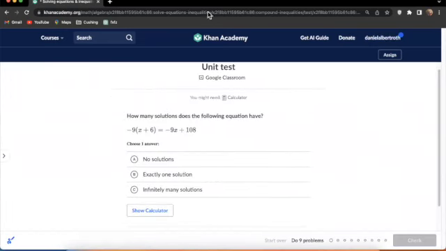All right. So this one asks, how many solutions does the following equation have? So it looks like I have a -9 that I'm going to distribute here. So we'll say that's -9x. And then -9 times +6 is -54. So -9x minus 54. And on the right side, I have -9x plus 108.